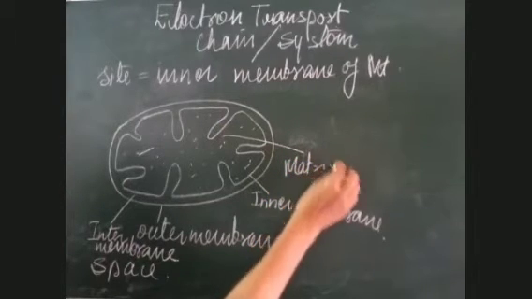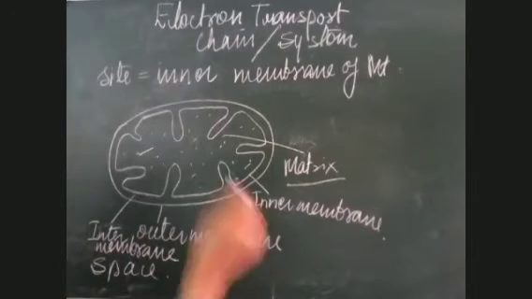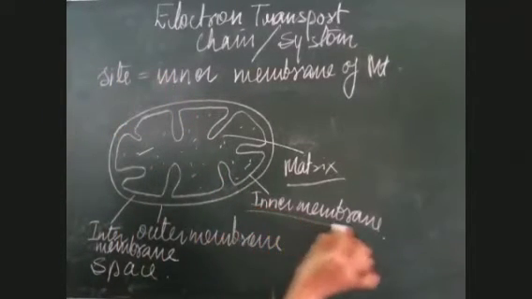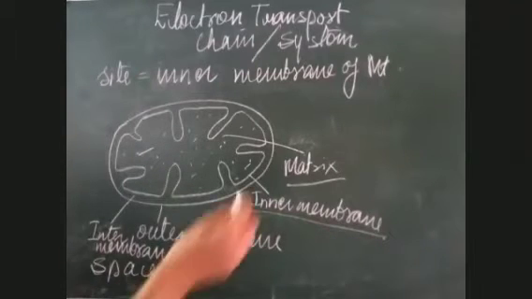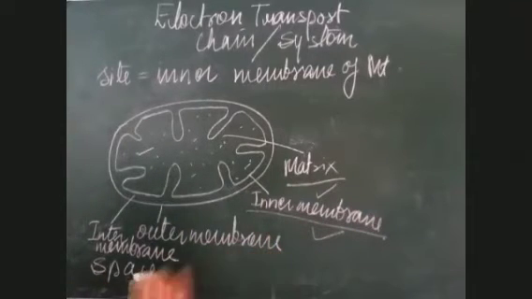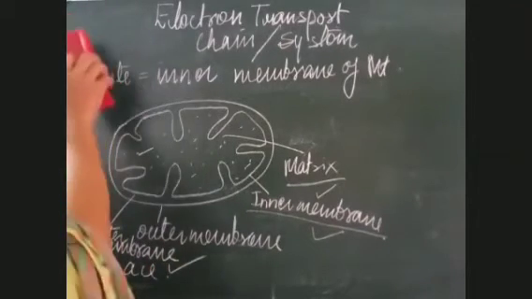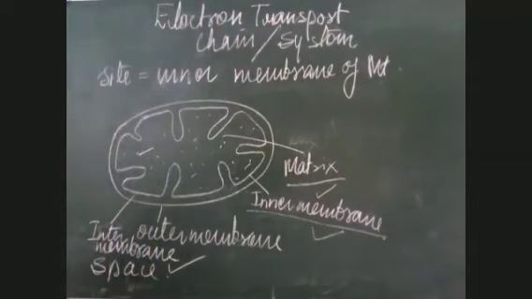Now, in this process of ETS or electron transport chain, because it takes place in the inner membrane, obviously the inner membrane will be involved. Then the matrix also takes part, and the intermembrane space takes part. So the three structures involved in the process of electron transport chain are the matrix, inner membrane, and intermembrane space. Now I'll draw it for you, and you will come to know how these three structures participate in this process.